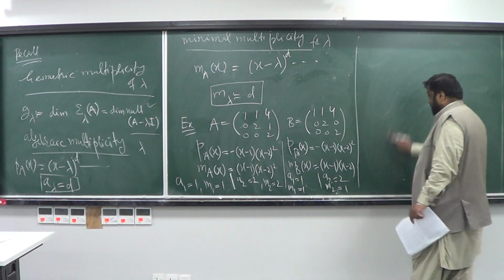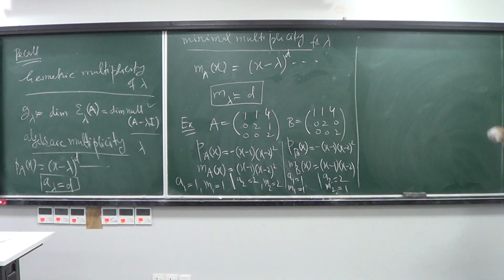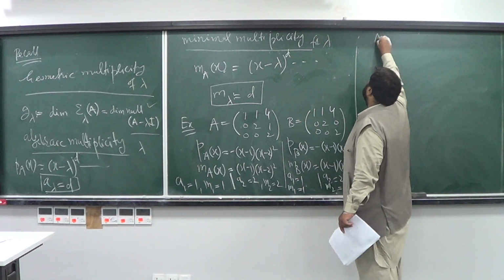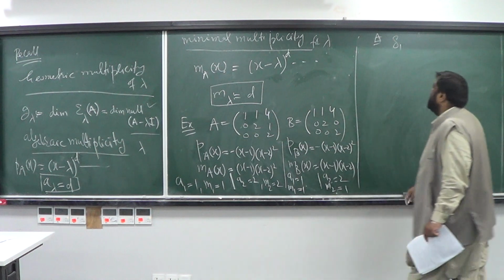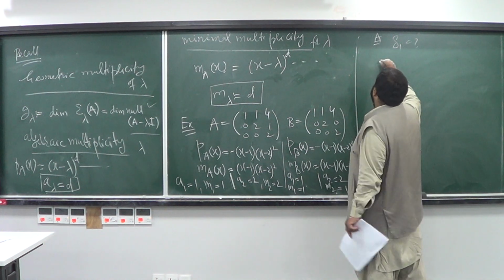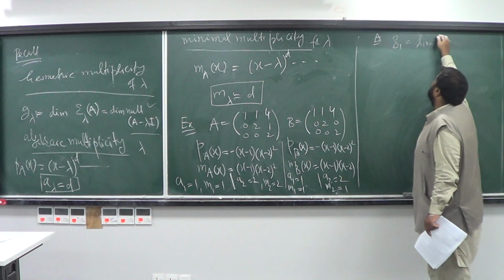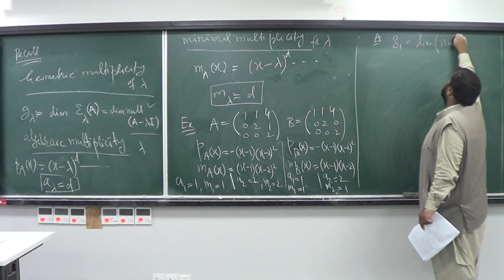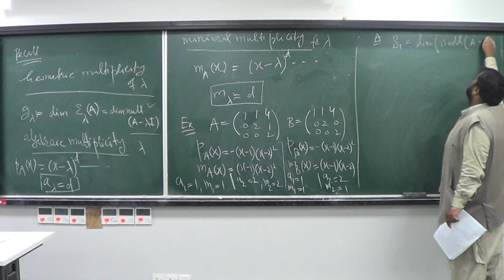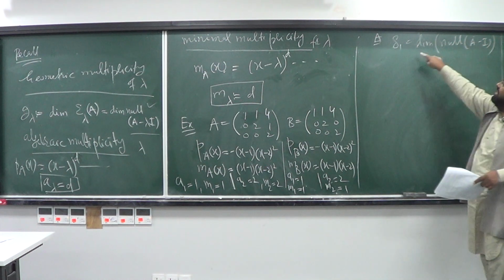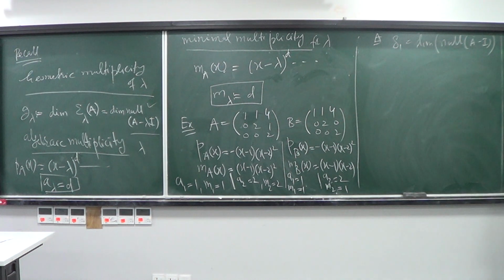Let's now study the geometric multiplicities of the matrices A and B. So let's first compute for matrix A the geometric multiplicity of, say, eigenvalue 1 actually. In order to compute this, I know that this G1 is really the dimension of the null space of A minus lambda I, which is 1, so the dimension of the null space of A minus I. Okay, this is what it is actually. If I can know this null space, its dimension is going to be the geometric multiplicity of eigenvalue 1.